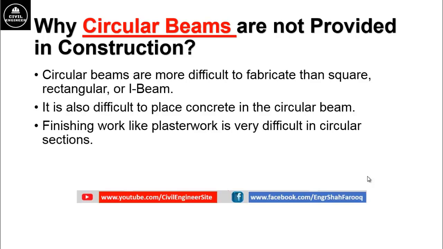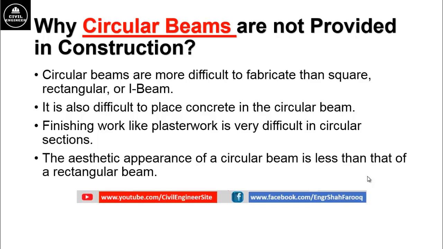Finishing work like plaster work is very difficult in a circular section as compared to other sections like rectangular, square or I-shaped beams. The aesthetic appearance of a circular beam is also less than that of a rectangular or square shaped beam. It was all for today.